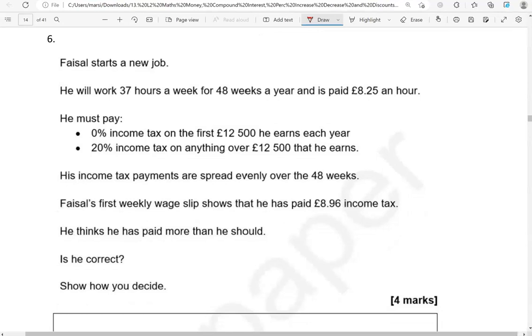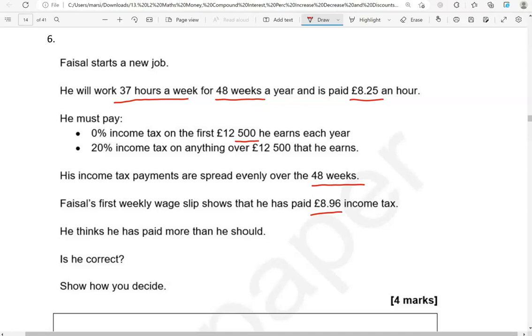Faisal starts a new job. He will work 37 hours a week for 48 weeks a year and is paid £8.25 an hour. He must pay 0% income tax on the first £12,500 he earns each year, 20% income tax on anything over £12,500 that he earns. His income tax payments are spread evenly over the 48 weeks. Faisal's first weekly wage slip shows that he has paid £8.98 income tax. He thinks he has paid more than he should. Is he correct? Show how you decide.